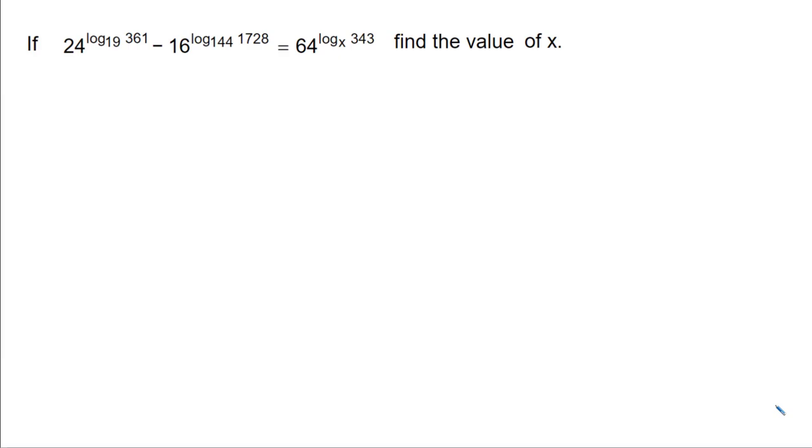Okay everyone, so first of all let's try to simplify this. The power of 24 is log of 361 to the base 19. This is nothing but log of 19 square to the base 19, so that is nothing but 2. So this term is nothing but 24 to the power 2.